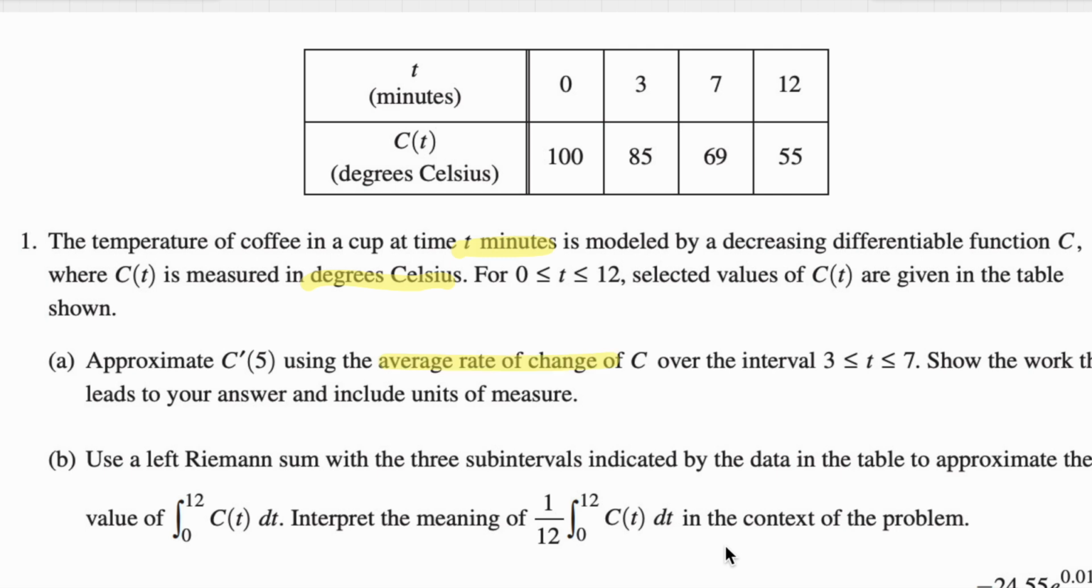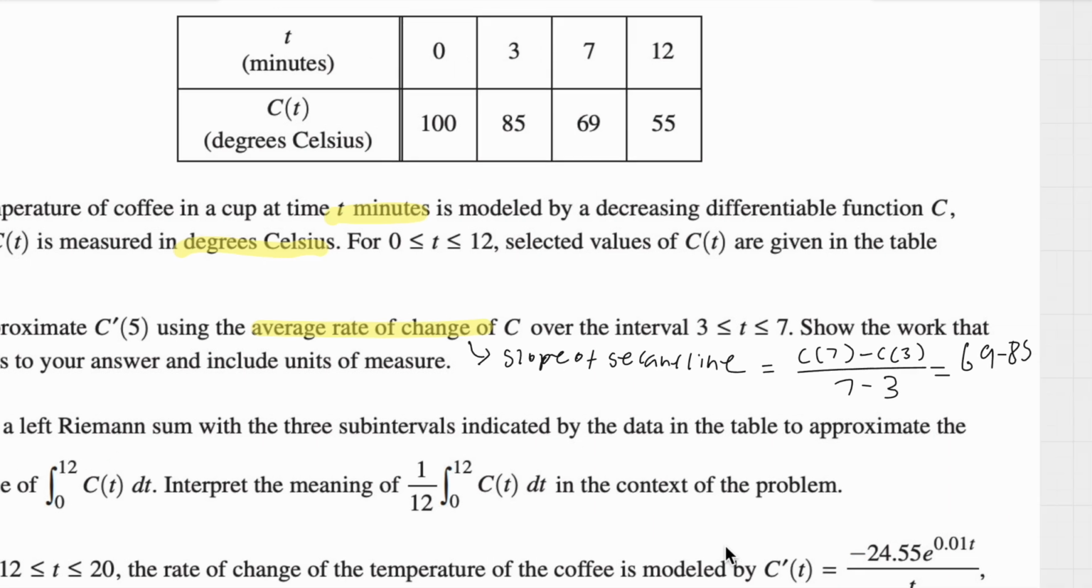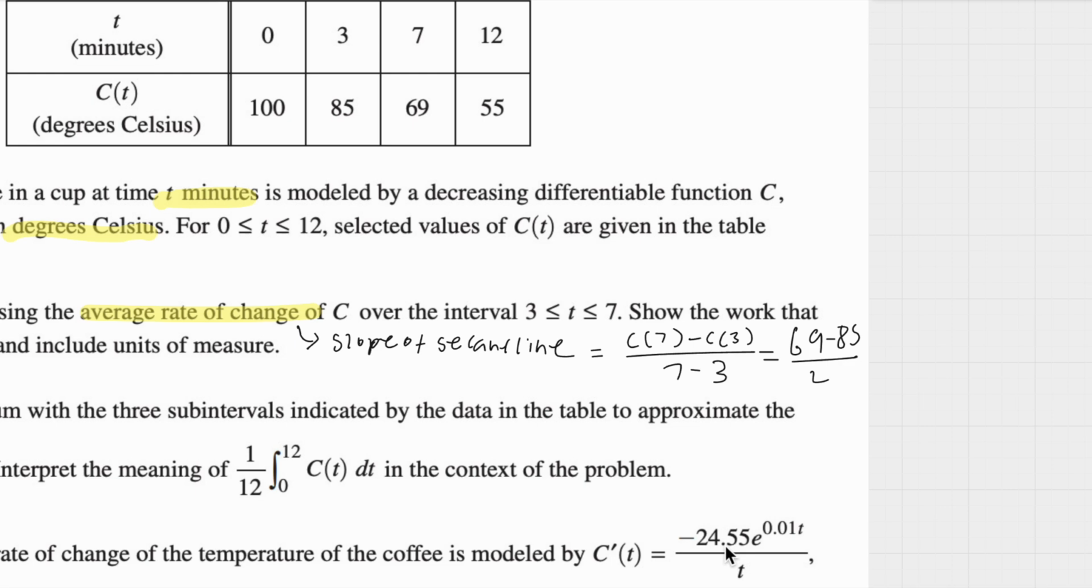So, what is average rate of change? Average rate of change is the slope of the secant line. And in this case, the slope of the secant line is C of 7 minus C of 3 over 7 minus 3. And that is equal to 69 minus 85 over 4, which is equal to negative 4.